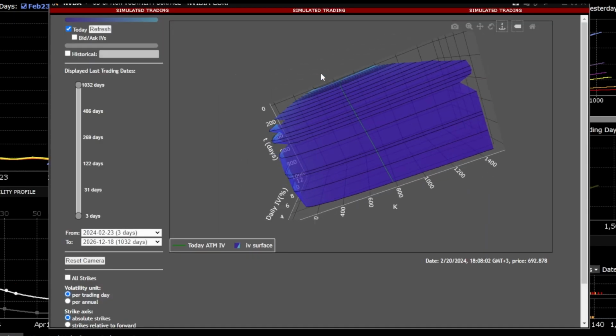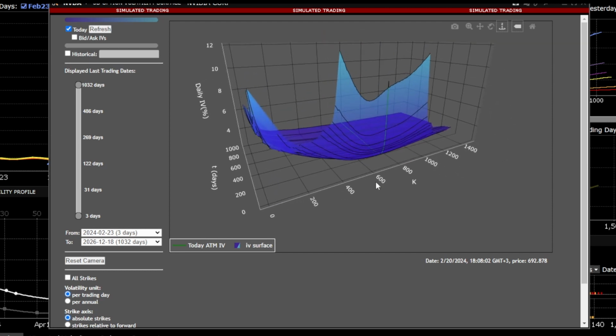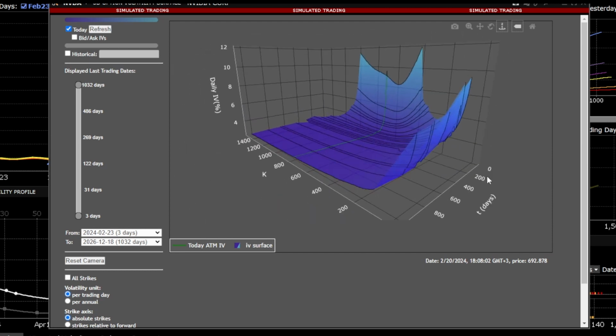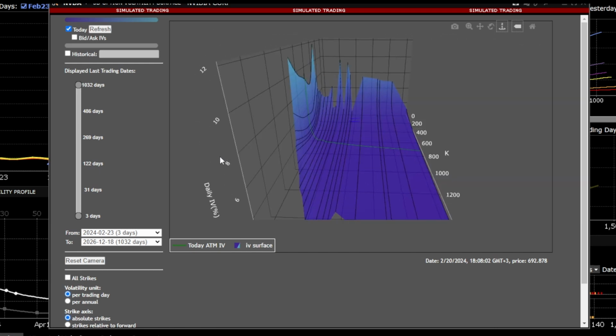Also, please pay attention to the 3D visualization of volatility on Nvidia. Just look at this huge mountain. Anyone who understands options well will understand everything immediately. Now I'm going to explain it to you.